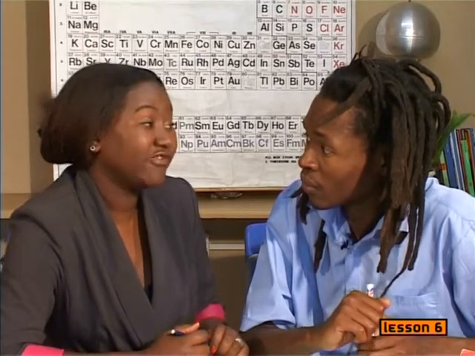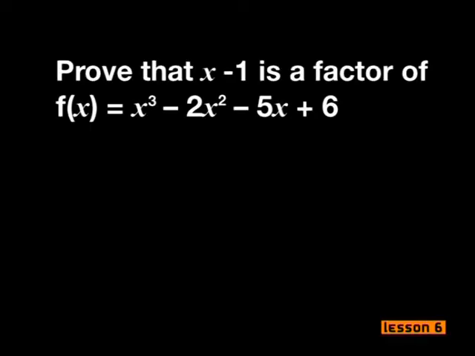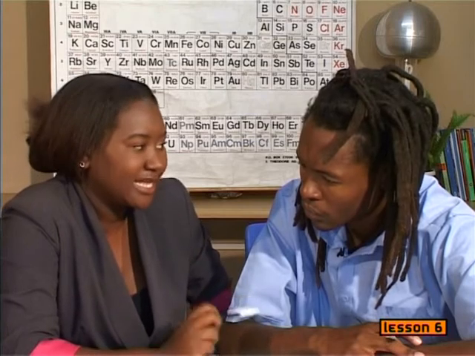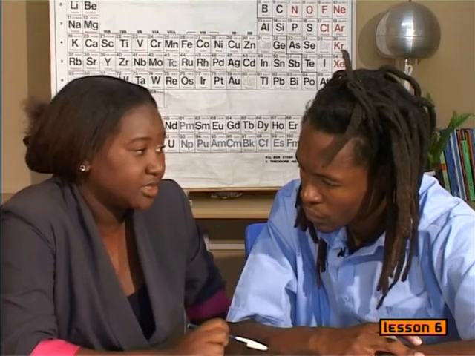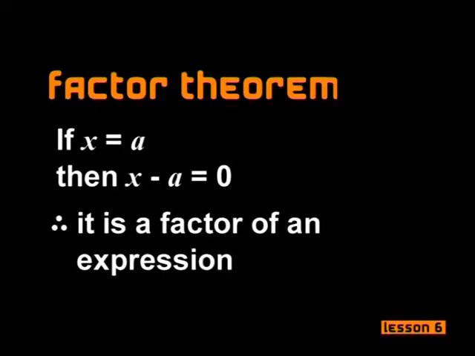Are you ready to put the factor theorem into practice? I'm ready to give it a try. Here's an example we can start with. Firstly, we know that in order for x minus 1 to be a factor of the expression, it must go into the expression exactly. In other words, according to the factor theorem, if we substitute the value of x into the expression, we should get an answer of 0.